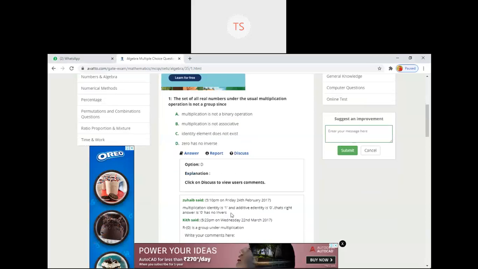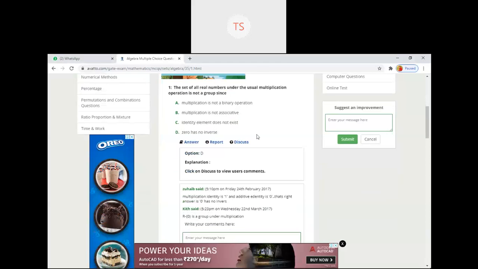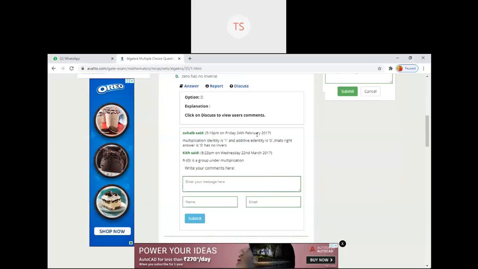Okay. So we have already discussed that 0 has no multiplicative inverse. That means the set of real numbers will not satisfy the property of a group. That's why it is not a group. Okay. Is it clear, all of you?